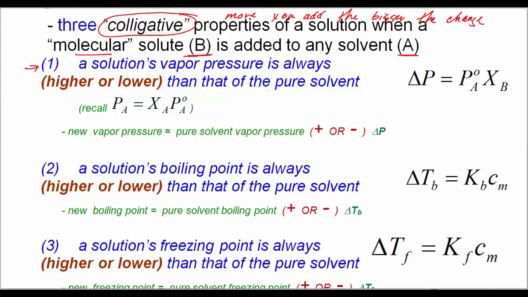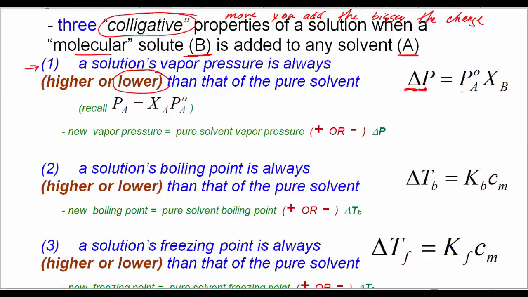First one. A solution's vapor pressure is always what? Than that of the pure solvent. Remember when you add a solute, it blocks the water from leaving the liquid phase? So that vapor pressure of a solution is always lower than that of the pure solvent. Okay? So you can calculate it. How much did it get lowered by?